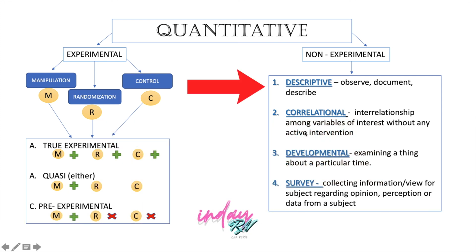Number one is the descriptive research design, wherein the researcher is going to observe, document, and describe. These three things will be done by the researcher. Always remember that there is no manipulation and there is no control. So for example, a researcher is going to know the back pain of nurses in the ICU. The researcher will just observe and describe the severity of the pain by not giving any medication.